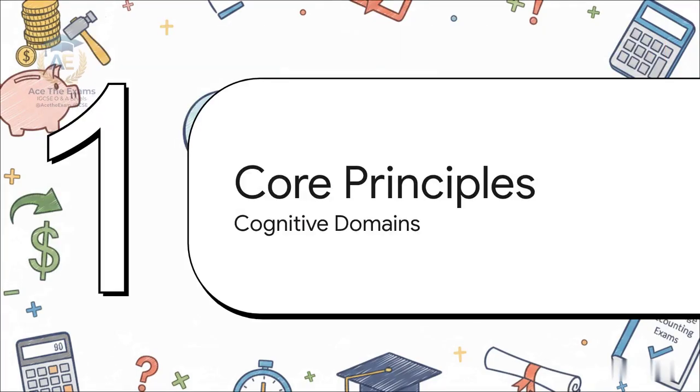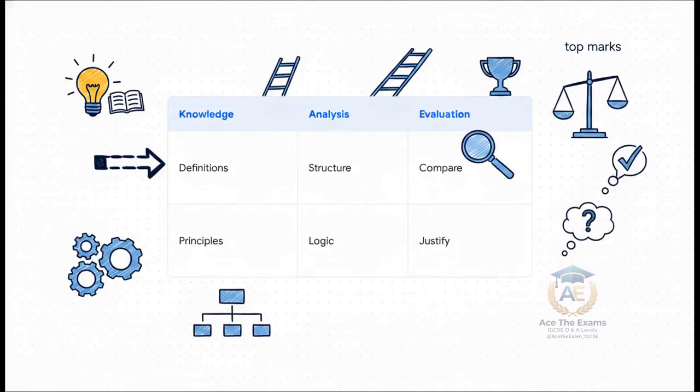Let's start with Section 1, Core Principles and Mastering the Cognitive Domains. To genuinely succeed in the 9706 syllabus, you need to understand the theoretical foundation of what Cambridge is actually testing behind the scenes. They aren't just looking for numbers. They are testing how your brain processes complex financial information. Take a look at this breakdown. Successful candidates must demonstrate competence across 3 specific cognitive assessment objectives, often called AO1, AO2, and AO3.